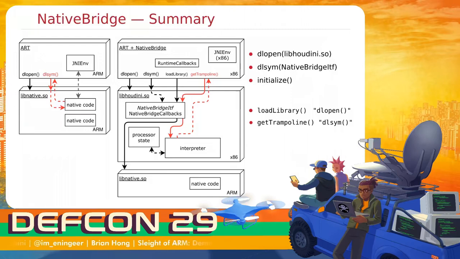So instead, libhoudini returns a pointer to a little stub inside of our interpreter, inside our libhoudini, so that when we call the function returned by getTrampoline, the interpreter is going to start running, and the interpreter will in turn start reading the native code and executing it.